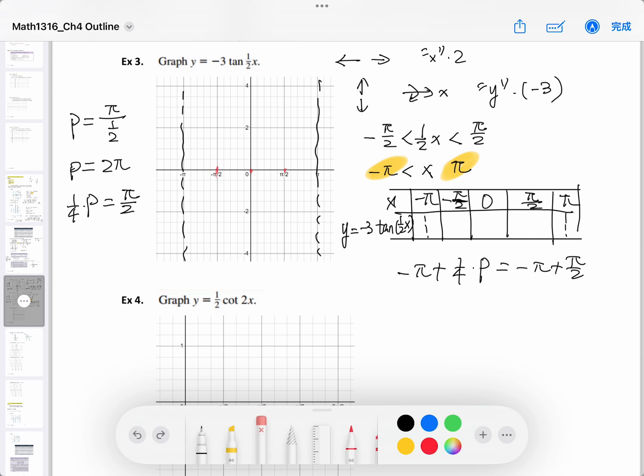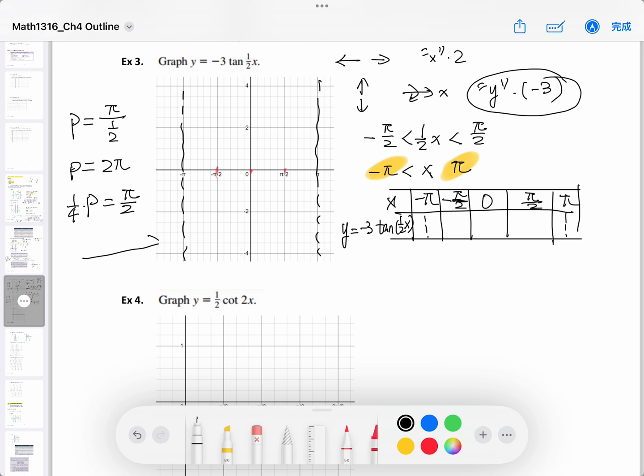Okay, how about the y values? Do we have any y transformation? Yes, we did, the conclusion here. All the y values become multiplied by -3. And we learned that the tangent function is an increasing function. The three key points, their y values are -1, 0, and 1. So -1 times -3 is 3. 0 times -3 is 0. And 1 times -3 is -3.